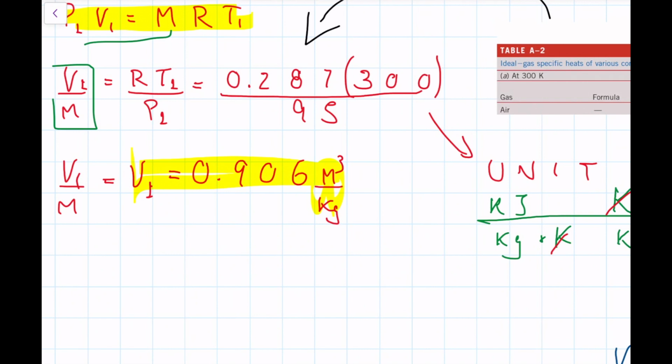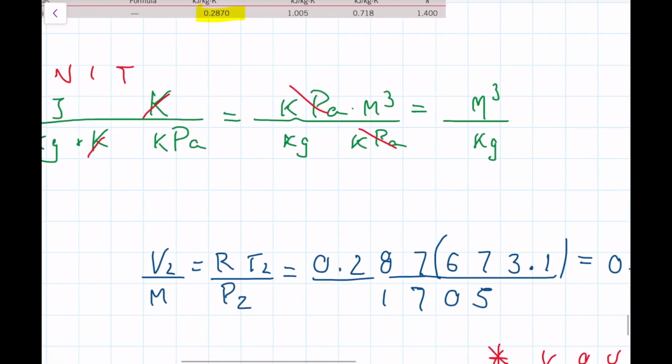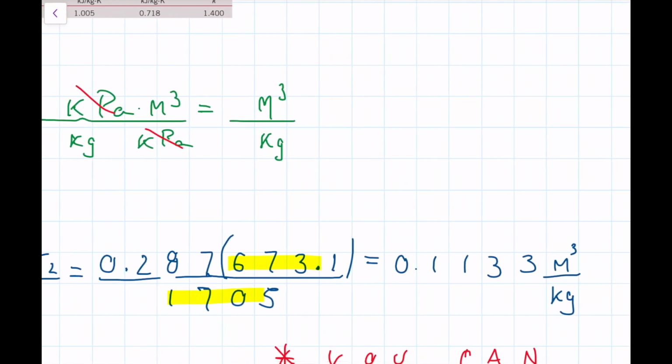So now let's find the minimum volume, which is V2 or V3. You can choose either one. We have information for both, right? So we can do either. So check it out, again same thing: I divided by the mass, so R, T2, over P2. The R is the same, T2 we have, P2 we have, and we calculate that it's 0.1133 meters cubed per kilogram. So indeed smaller than V1 as we would expect, right? So now we have the two volumes so that we can calculate the difference.